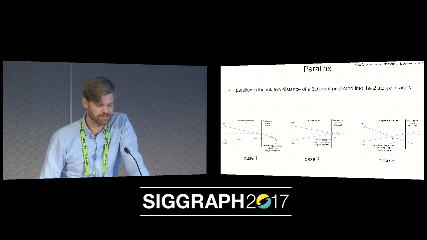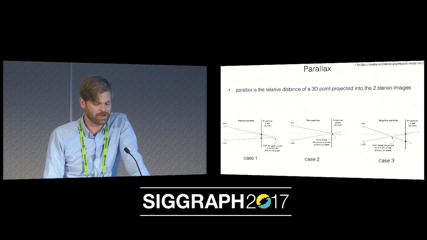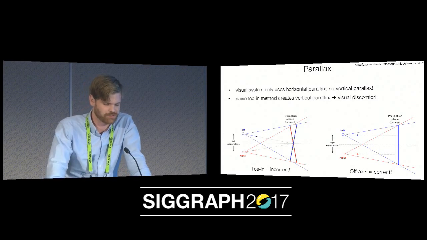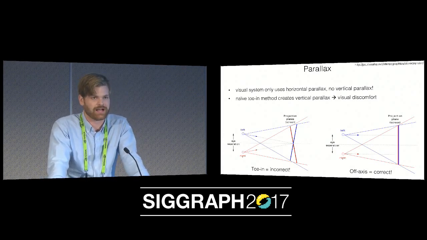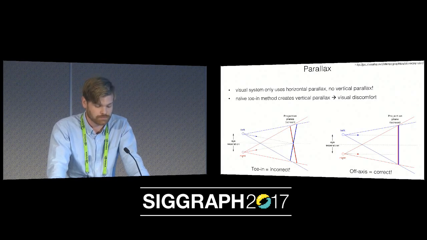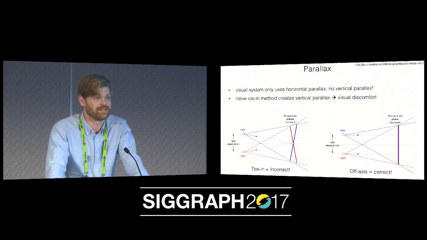So generating this parallax effect, or generating these stereo images, there's kind of a right way and a wrong way to do it. Let's see how that works. Our visual system only uses horizontal parallax, and it's actually very disorienting when it starts seeing vertical parallax. We're very sensitive as humans to any vertical parallax that we see, and it becomes very uncomfortable if we start seeing images with any vertical parallax whatsoever.